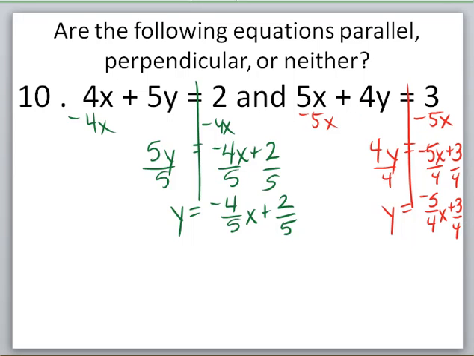The parts I'm really concerned with is the slope, so I'll highlight the slope is negative 4/5 and the slope is negative 5/4. Those are reciprocals of each other, but they're not negative reciprocals of each other, so these two lines are neither parallel nor perpendicular.